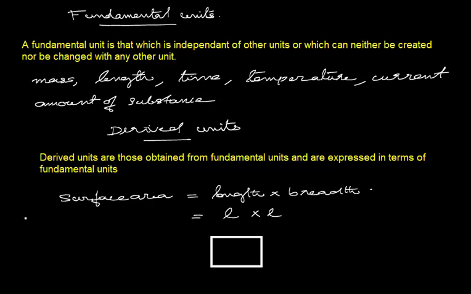So if we consider this rectangle, the length is here, we take this as the length, and this is also the length. So the unit of this rectangle is equal to length into length equal to length square. Then what is the unit of volume? So let us find out the unit of volume.